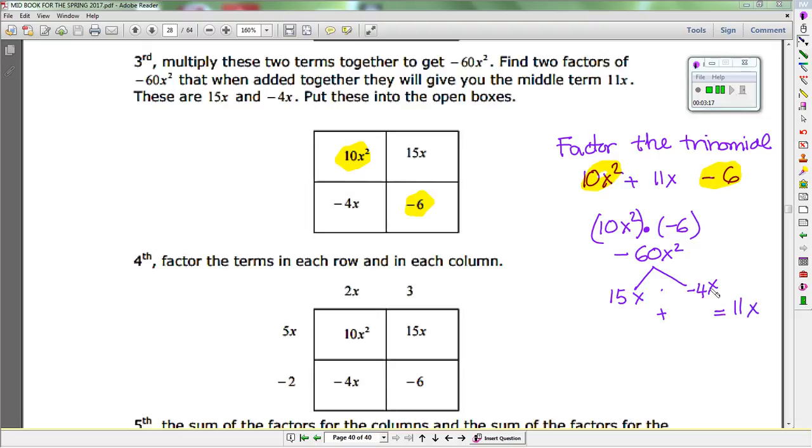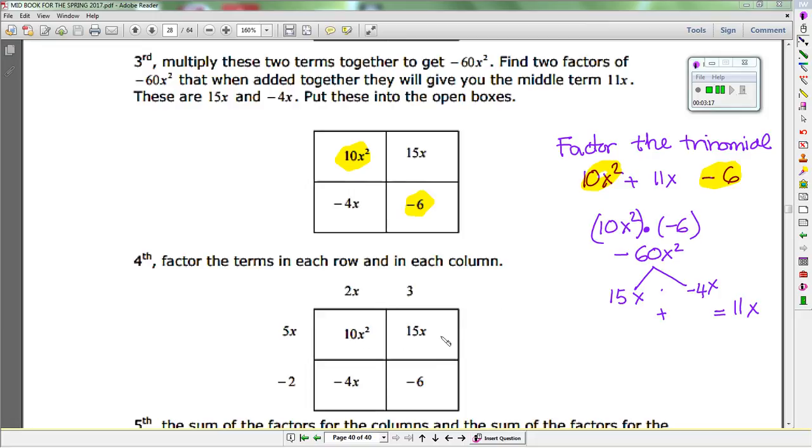So now you will put these two factors that you just found into the two open boxes. Now the question is whether the order of how I put them matters. It does not matter. So I'm going to put 15x on the top right corner of my 2x2 box, and then negative 4x on the bottom left corner of my 2x2 box. So that will be step 3. The next step, step 4.